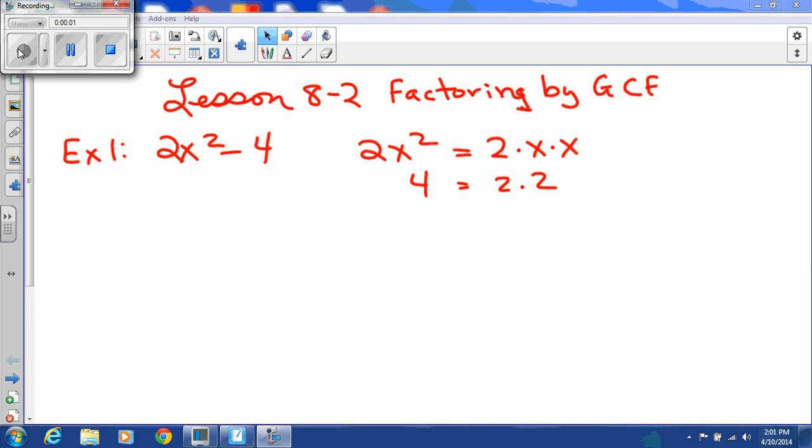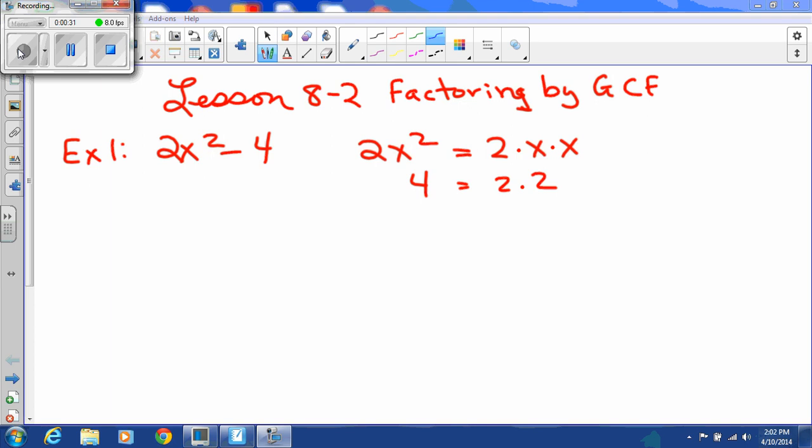Today we'll be working with lesson 8-2, factoring by using the greatest common factor. In the first example, we have a binomial 2x squared minus 4. To factor out the greatest common factor, we have to look at the factors of each term. Factoring out a polynomial, a binomial, one way to think about it is you are undoing the distributive property. And we say it's in lowest terms when the terms have no factors in common.